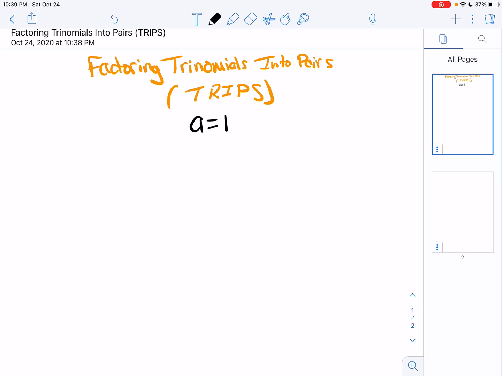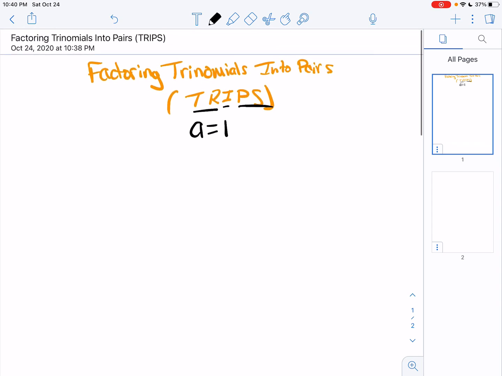In this video we're talking about factoring trinomials into pairs, or the way I like to call it, trips, trinomials into pairs. So this is the case. We can do this when a equals 1 in a quadratic equation. So if we have the generic quadratic equation, ax squared plus bx plus c, this works when a equals 1. So if a is not equal to 1, then we cannot do this method. So always be careful about that.